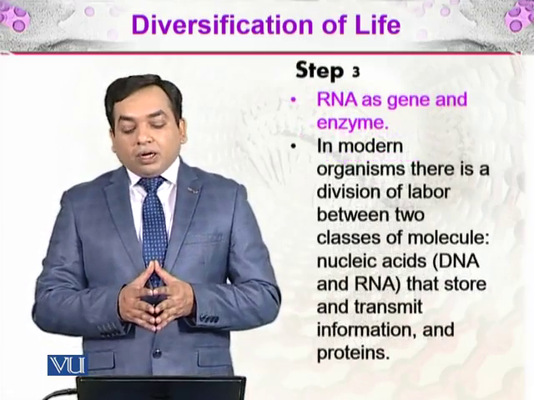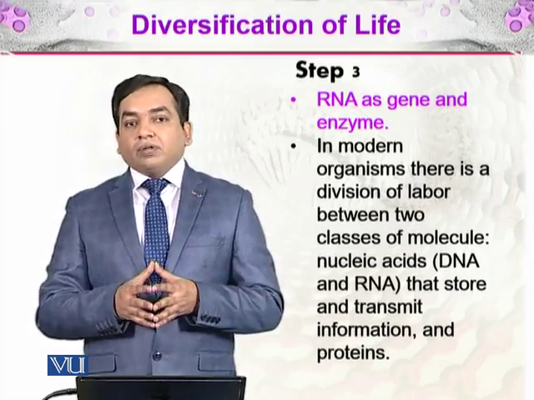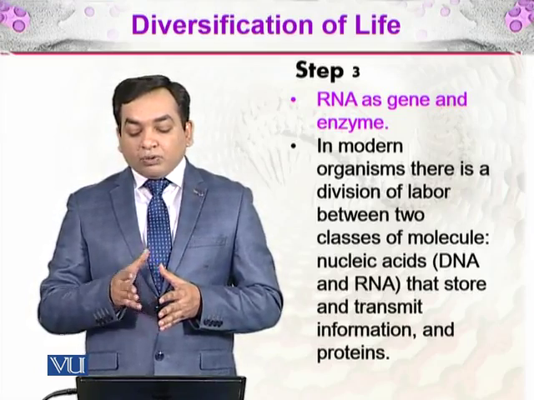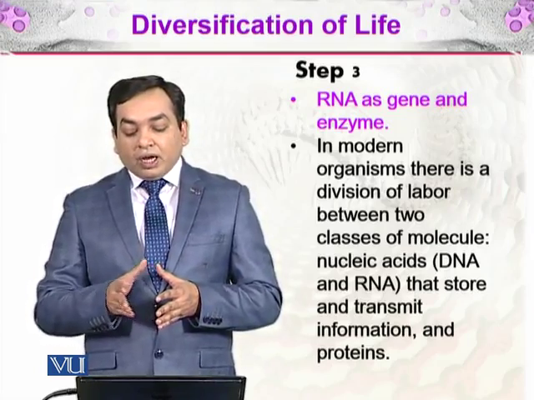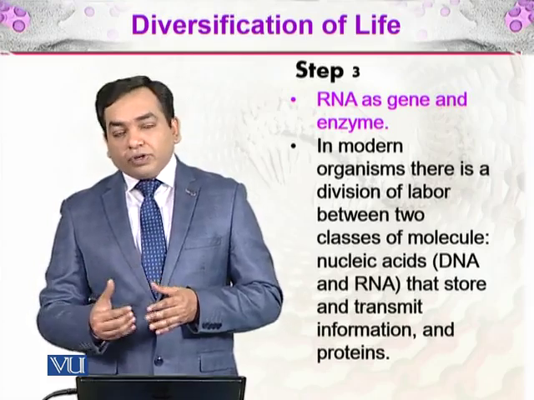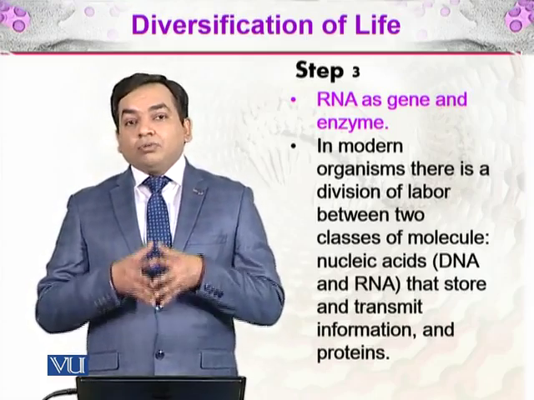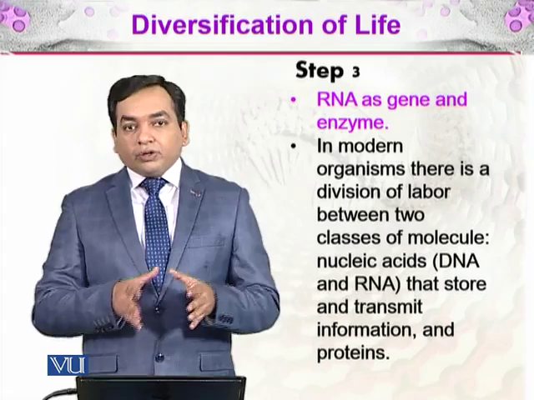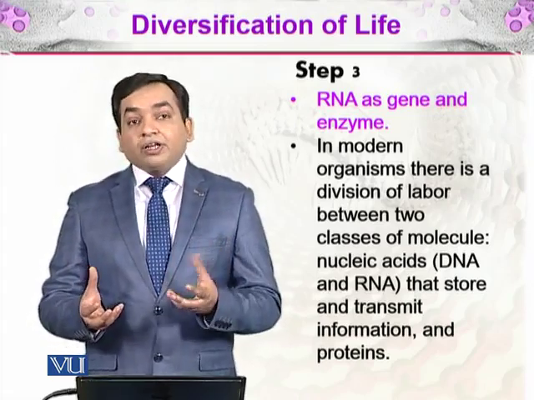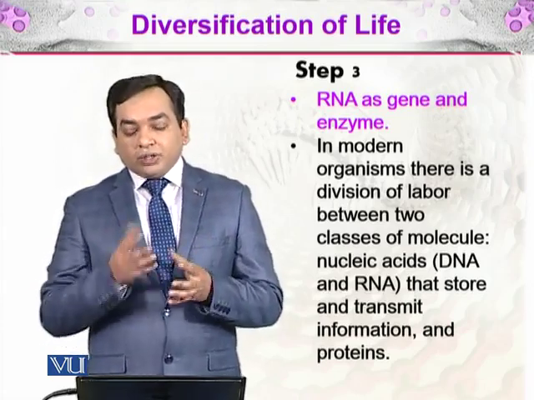And then there comes RNA as gene and enzyme. We have discussed that in earlier topics as well. In modern organisms, there is a division of labor between two classes of molecules: nucleic acids, that is DNA and RNA, which store and transmit information, and proteins. The proteins include enzymes and also the proteins that make the human body. So there are two types of molecules: the nucleic acids and the proteins. The DNA and RNA are for the transmission of information from one generation to the next generation.